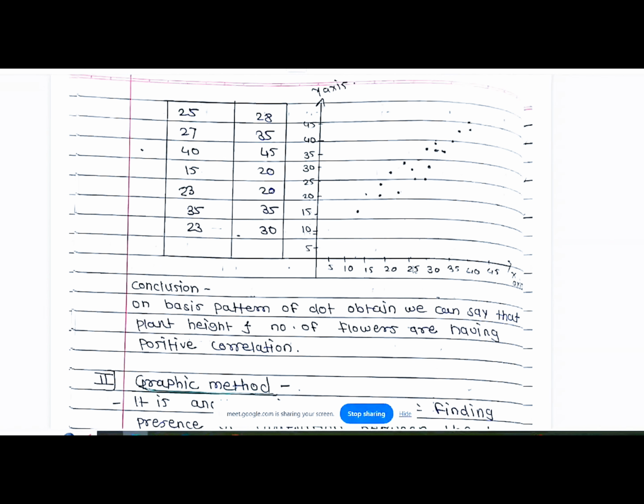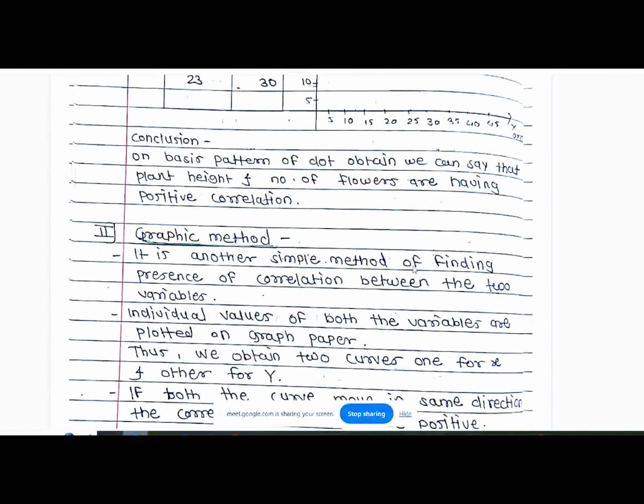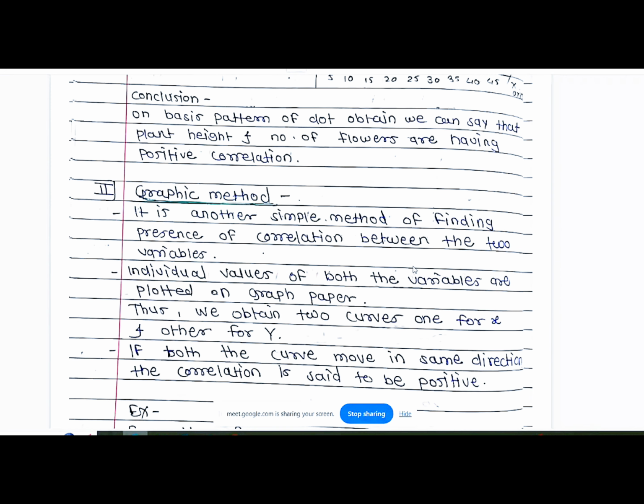Yes, the scatter diagram method is the simplest way, but in this method you only get the idea about whether the correlation is present or not. A quantitative value will not be obtained from this method. Okay, the next is the graphic method. It is similar to the scatter diagram method. I'm not going to discuss it in detail.